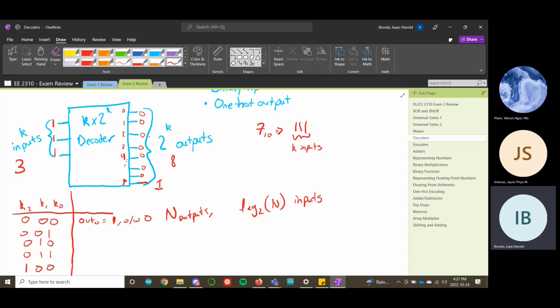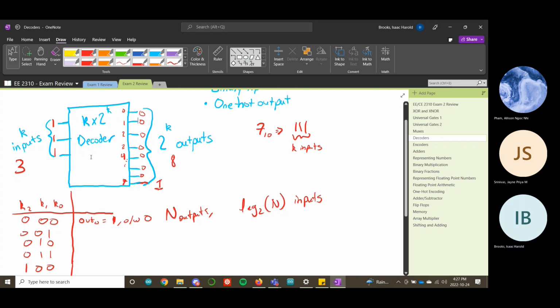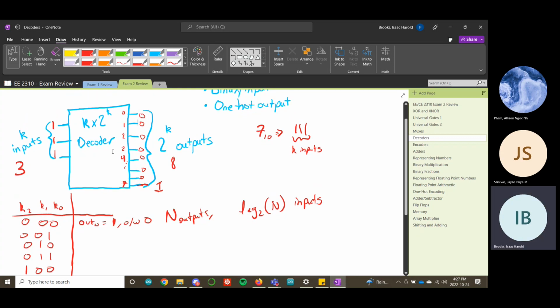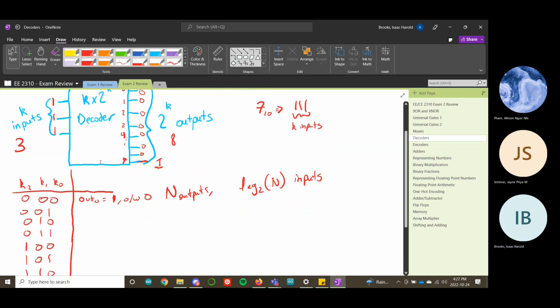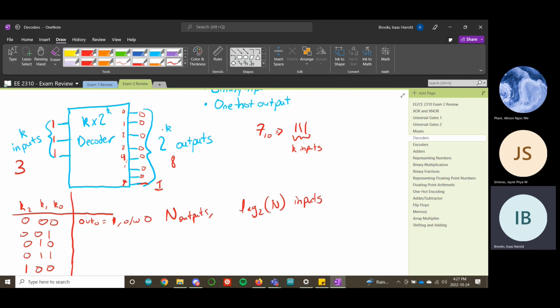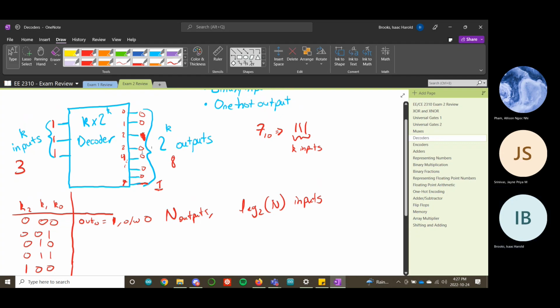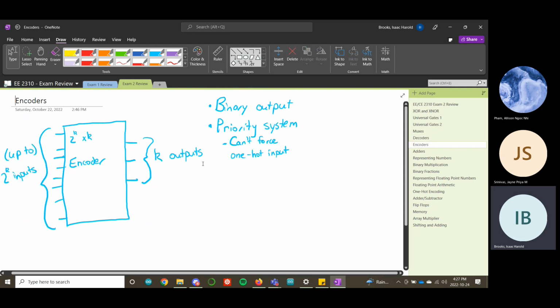The only problem with this is that only one output is high at a time, so it really depends on your application if that's what you need. Otherwise, if you want some different combination, like in this case, I want both of these to be on, then you'll have to make your K-map, make your truth table, and implement a little more complicated logic. But the decoder, as it is, has one-hot output, which means that only one of the values is high.